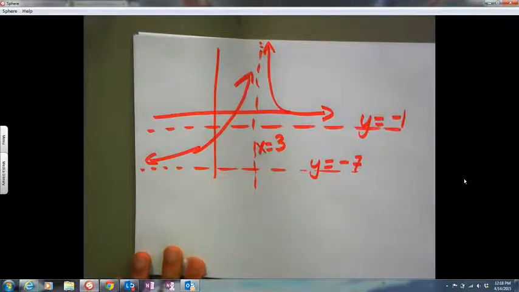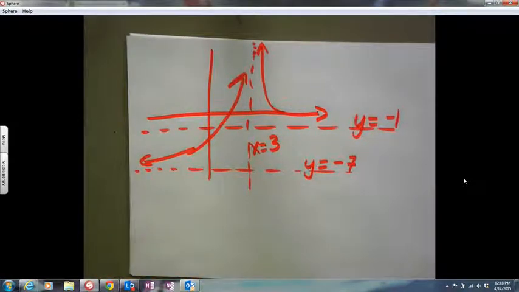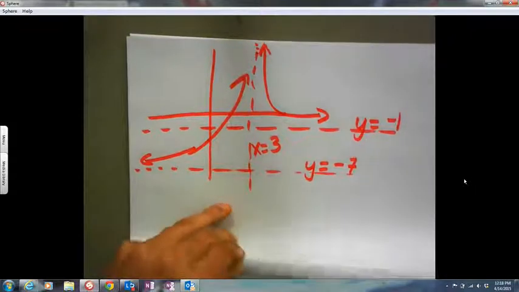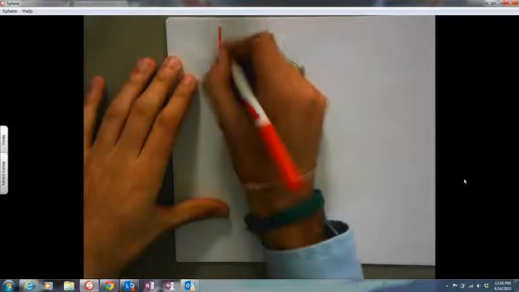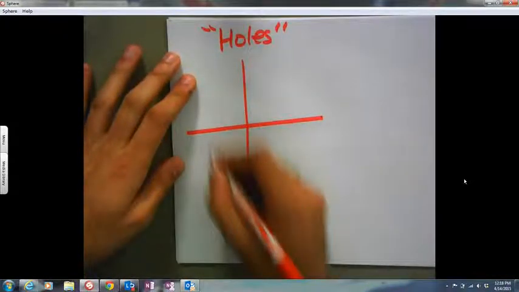Questions on this? We're going to give you things like this and ask you to analyze it. Okay? And the last piece is these so-called holes. We talked about this before in terms of how holes are not really affecting the limit. They affect more whether the function's continuous or not.